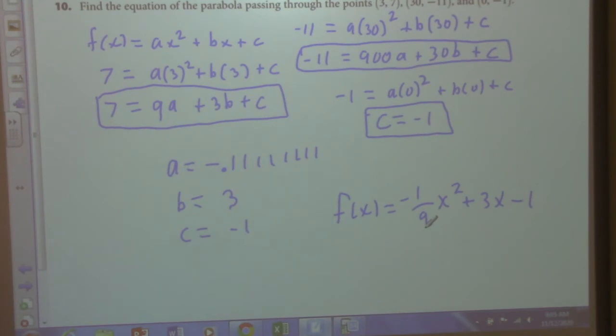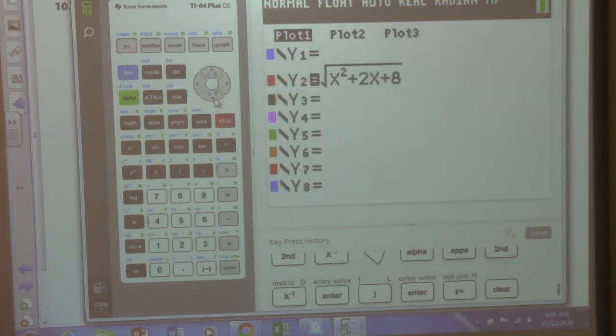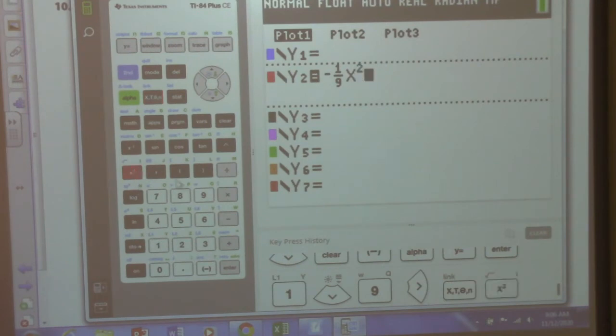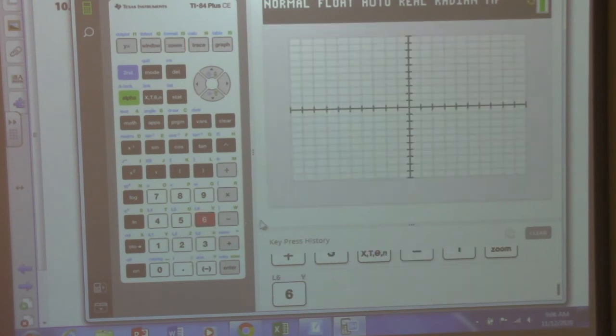Are you sure how to check it in the calculator? Yeah, sure, happy to do that. Negative 1/9 x squared plus 3x minus 1. So go into y equals, right? Negative 1/9 x squared plus 3x minus 1.